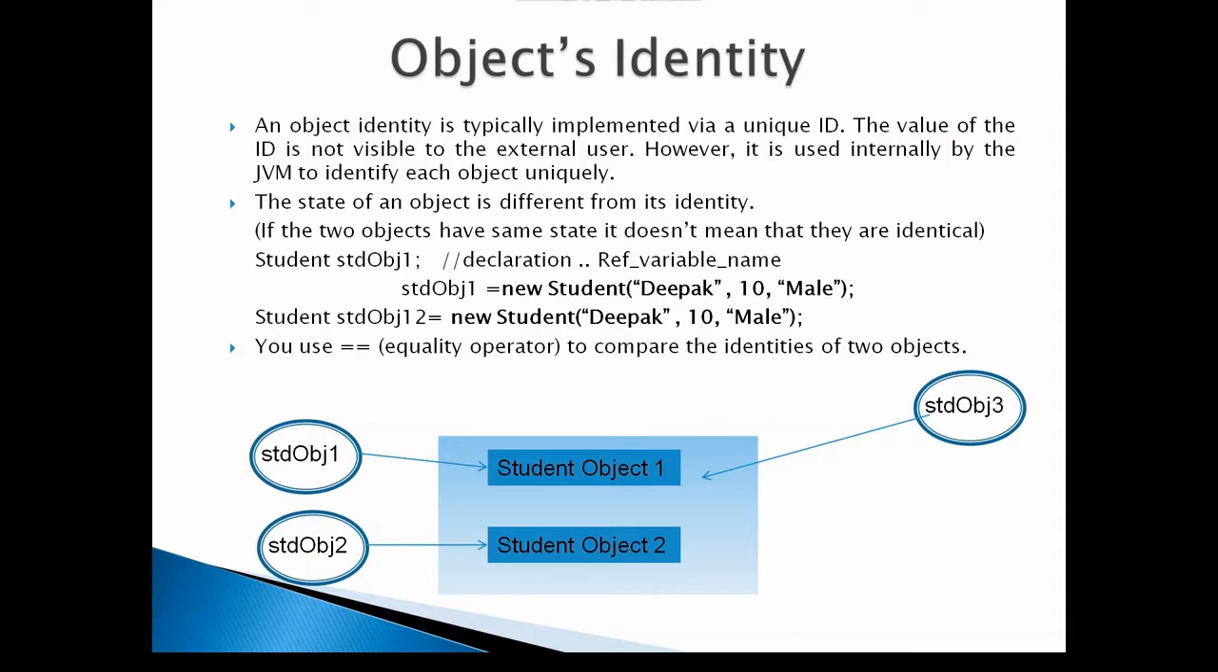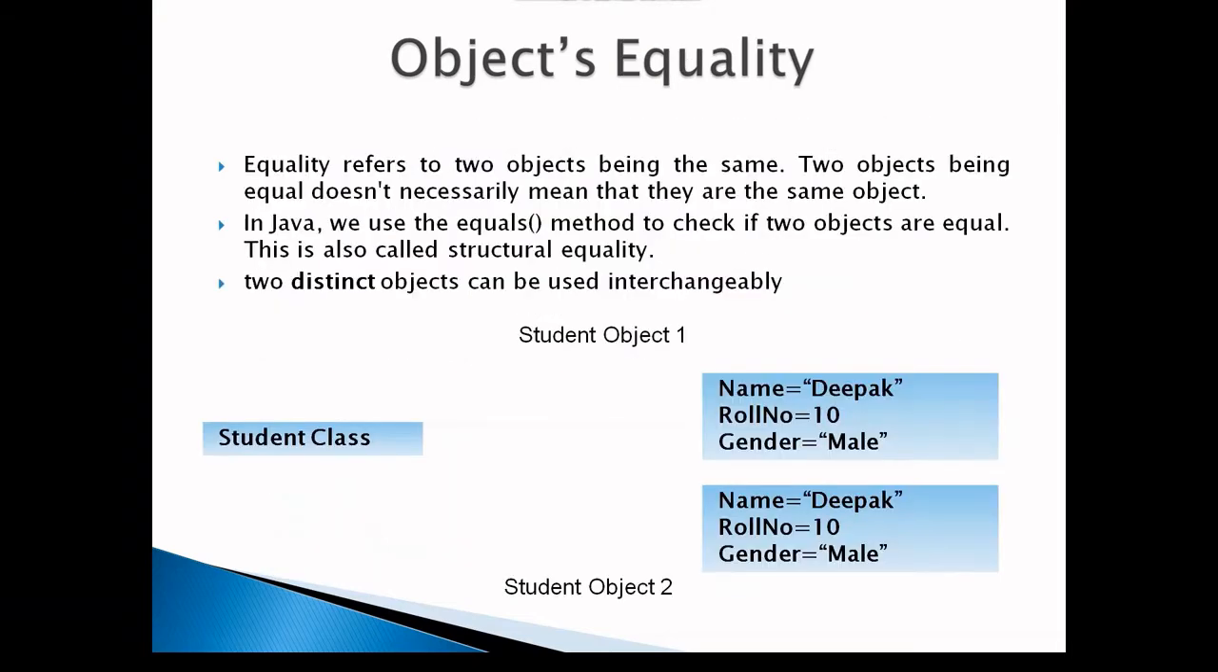So here we can see that there are three references. One object std object 1 and std object 3 refer to the same object, and std object 2 refers to a different object. So we may say that std object 1 and std object 3 are identical, but std object 1 and std object 2 are not identical. They may be equal, but they are not identical.